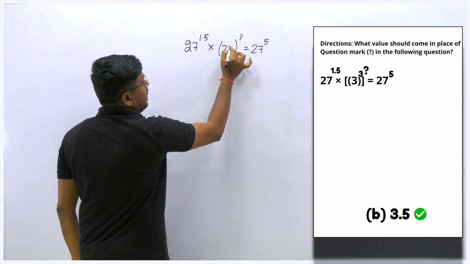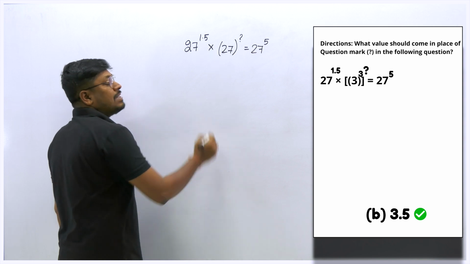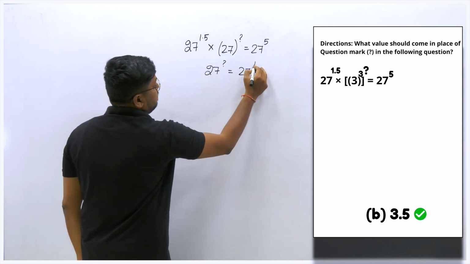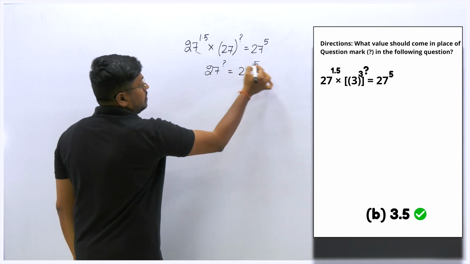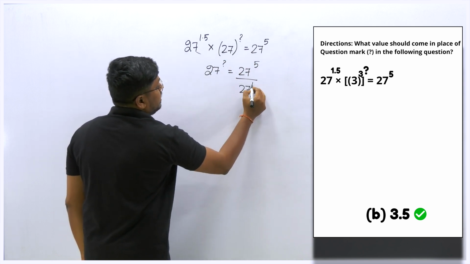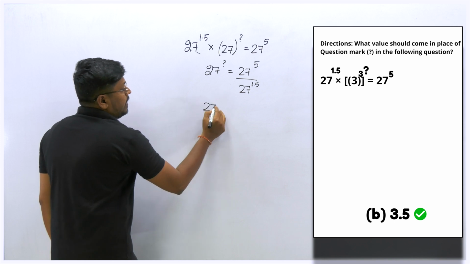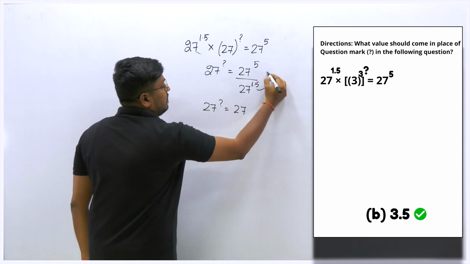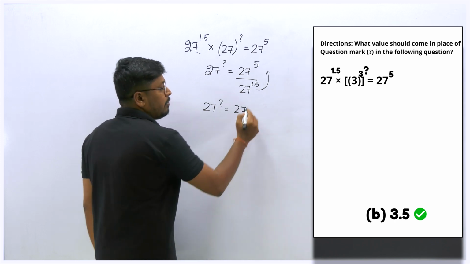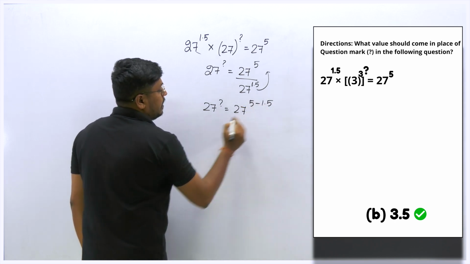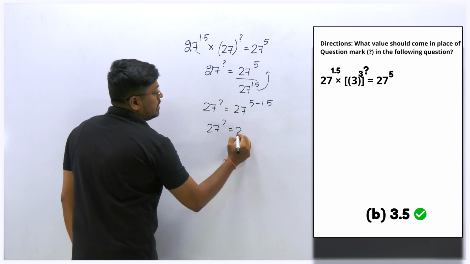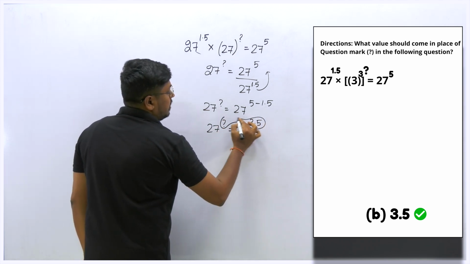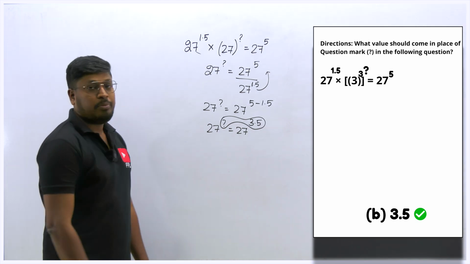So our target is to find the value of 27 power question mark. 27 power question mark is equal to 27 power 5. When you bring this to the right hand side, it will be the denominator, 27 power 1.5. So 27 power question mark is equal to 27 power 5 by 27 power 1.5. When you bring this 1.5 to the numerator, it will be minus 1.5. So 5 minus 1.5. So 27 power question mark is equal to 27 power 3.5. So finally we can say that the question mark value will be 3.5, right?